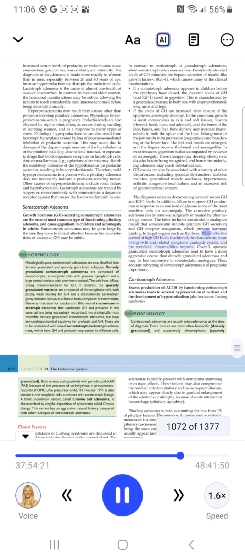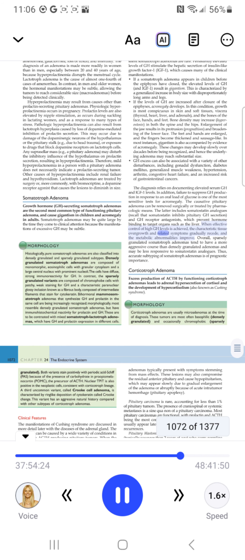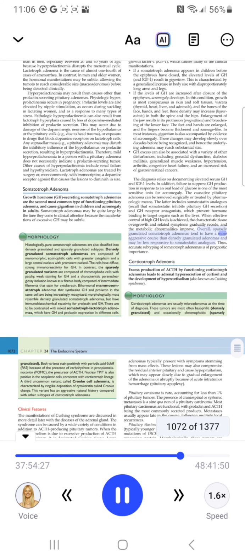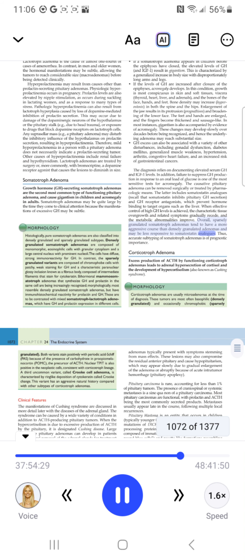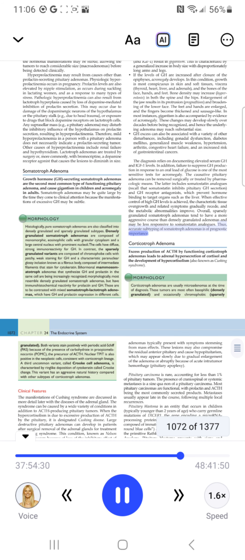the liver. When effective control of high GH levels is achieved, the characteristic tissue overgrowth and related symptoms gradually recede, and the metabolic abnormalities improve. Sparsely granulated somatotroph adenomas tend to have a more aggressive course than densely granulated adenomas and may be less responsive to somatostatin analogs. Thus, accurate subtyping of somatotroph adenomas is of prognostic importance.